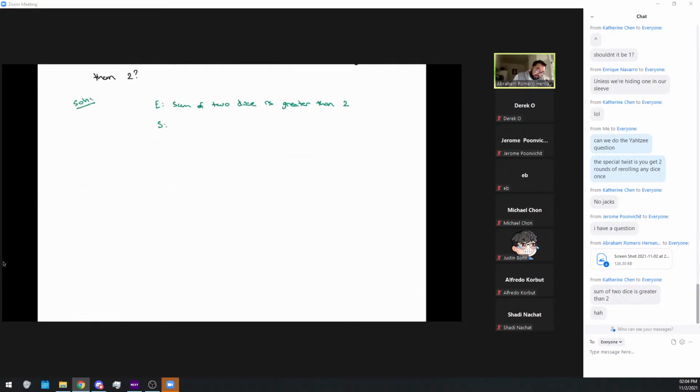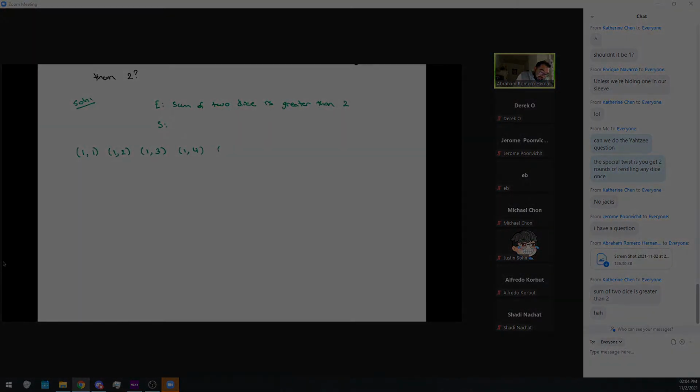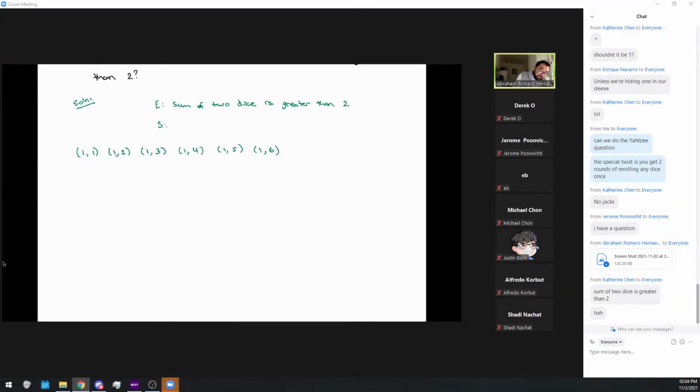Well, our sample space, you're rolling two dice. So one way you can look at it is as ordered pairs. Let's say you roll the first one, it's a 1. Then the second one could be a 1, a 2, a 3, a 4, a 5, or a 6. And you could do the same thing with 2. You roll a 2, and the second one is a 1, 2, 3, 4, 5, or 6, and so on and so on.